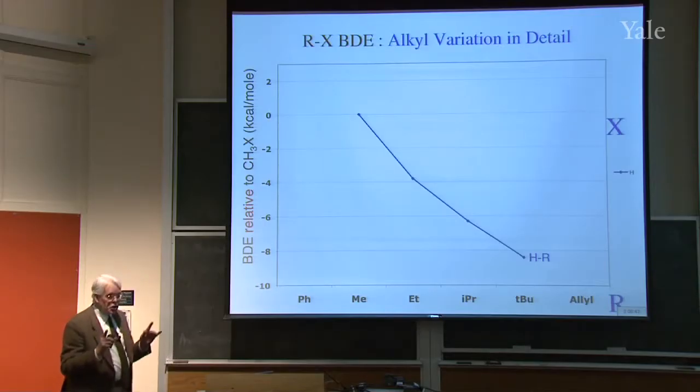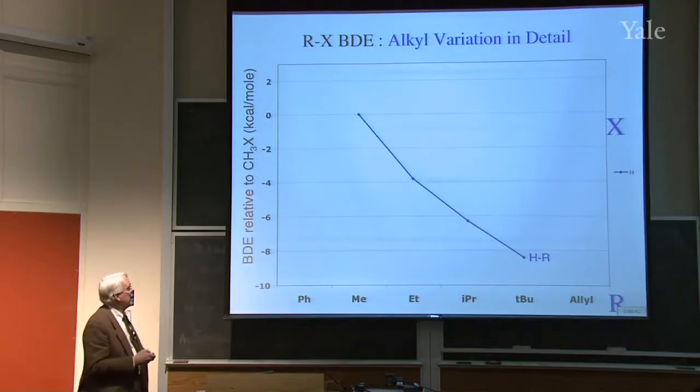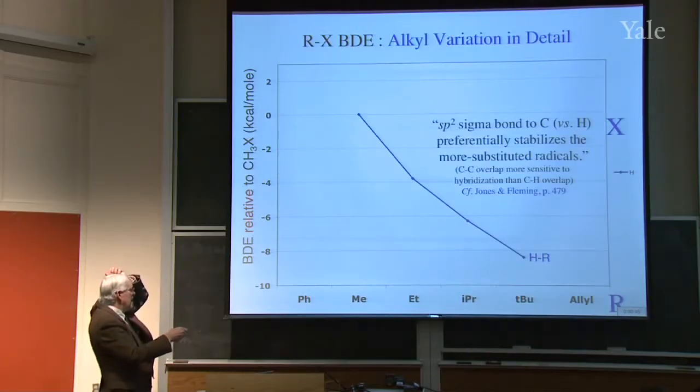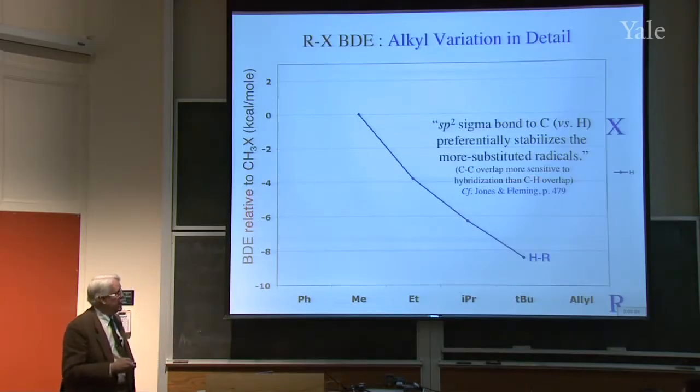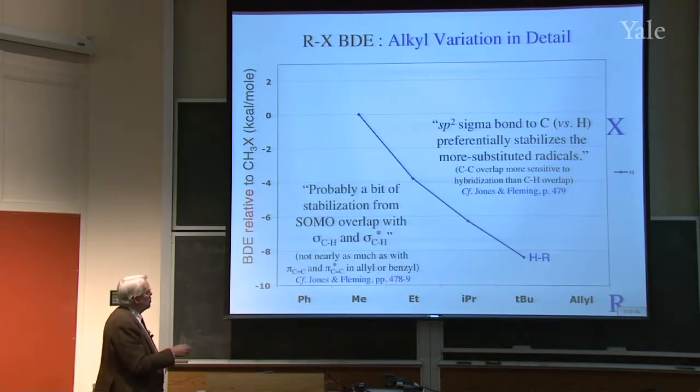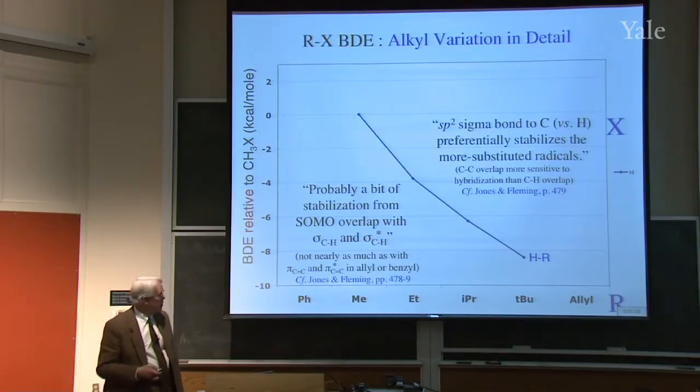But if it's true, it should be the same whatever we're breaking away from the radicals. So what they tend to say, for example, the Jones and Fleming book that I mentioned, on page 479, is that sp squared sigma bonds to carbon are preferentially stabilized in the more substituted radicals. The C-C overlap is more sensitive to hybridization than C-H. That's what I just told you. And they also say, on pages 478 to 479, that there's probably a bit of stabilization from SOMO overlap with sigma and sigma star. That's what I said last time.